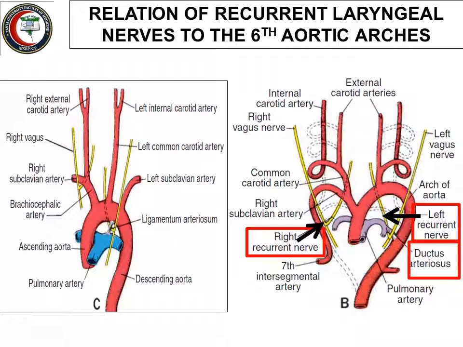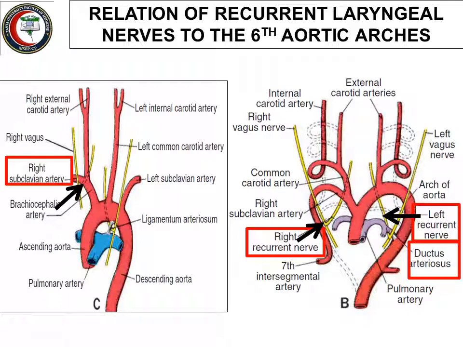Now, let us see what happened to the position of the recurrent laryngeal nerves in the adult, due to an embryological explanation. Here in the adult, you can see the right recurrent laryngeal nerve: as the dorsal portion of the sixth arch and the fifth arch degenerate, the recurrent laryngeal nerve migrates upward and hooks around the fourth arch. The fourth arch now will form what? It will form the right subclavian artery. Thus, the right recurrent laryngeal nerve hooks around the right subclavian artery.